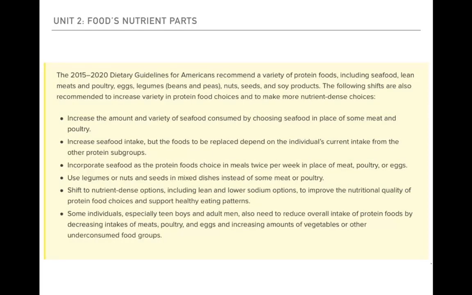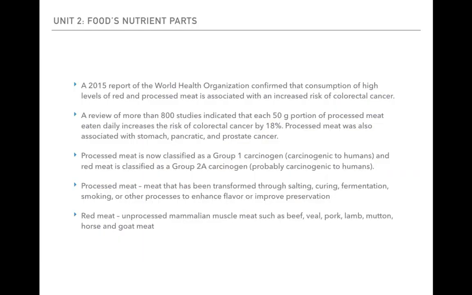So how about the quality or source of proteins? Here are the 2015-2020 guidelines by the USDA, and they are promoting a shift away from red meat and processed meat and to incorporate seafood and more nutrient-dense options like legumes, nuts, seeds, and other plant-based proteins.